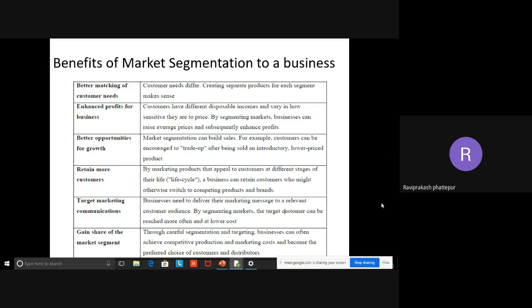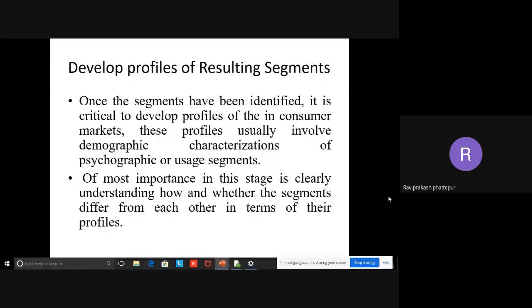So, moving on to the next one. The first one was to have the criteria for segmentation, and the second point is develop profiles of resulting segments. So what do we have to do here? How to develop profiles? Once the segments have been identified, you have already segmented, it is critical to develop profiles of the consumer in the markets. So what do you mean by this? Profile in the sense you should know your customer.